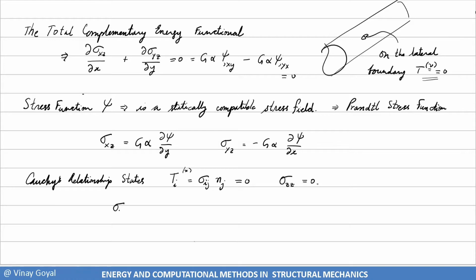So I can quickly calculate what I have. I have sigma xz n_x plus sigma yz n_y equal to zero at the boundary, at the lateral boundary.